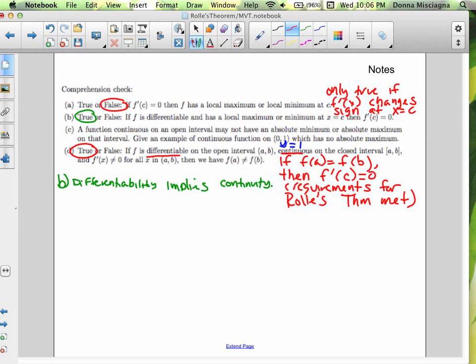So if f of a does not equal f of b, then we're not guaranteed to have a place where f prime of x is equal to 0. And if f prime of x never equals 0, well, then there's no way f of a equals f of b, because Rolle's theorem says if it's differentiable and it's continuous and f of a equals f of b, then somewhere f prime of c has to be 0. So if we're not meeting the results, we must not have met the one requirement, and that was that f of a equaling f of b.